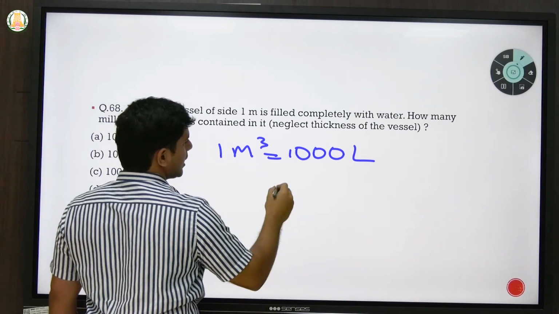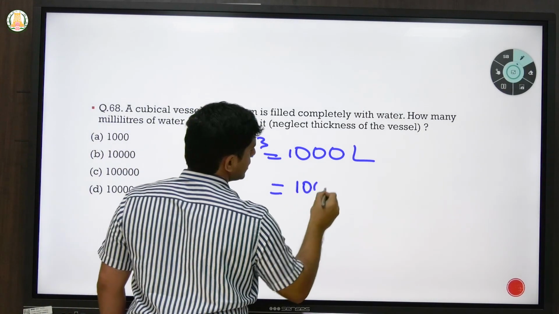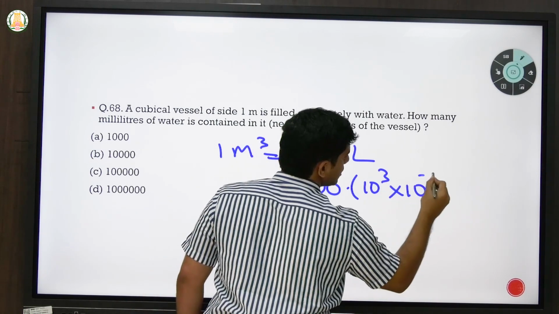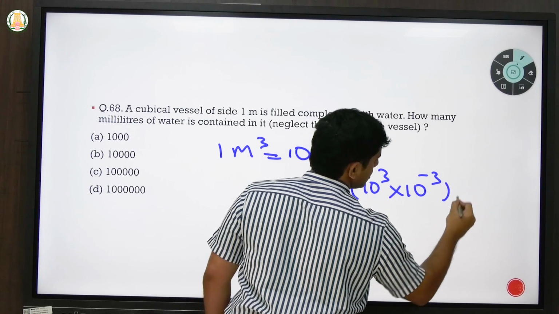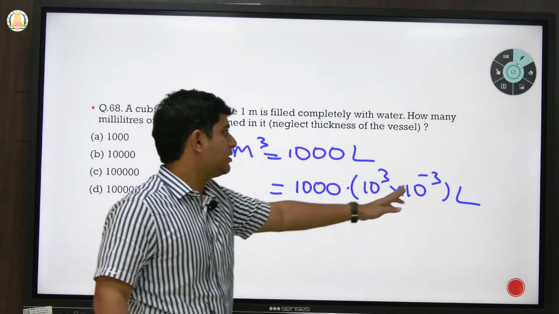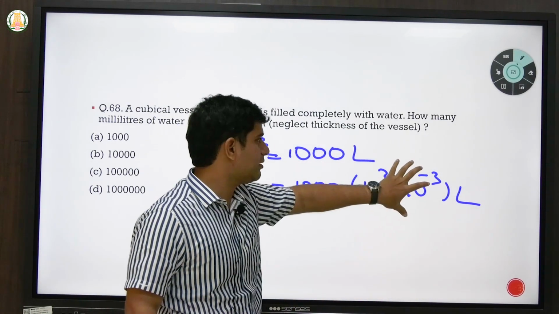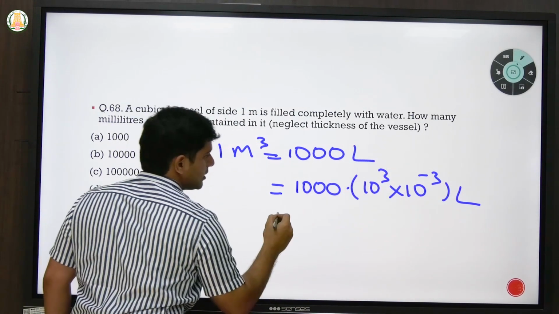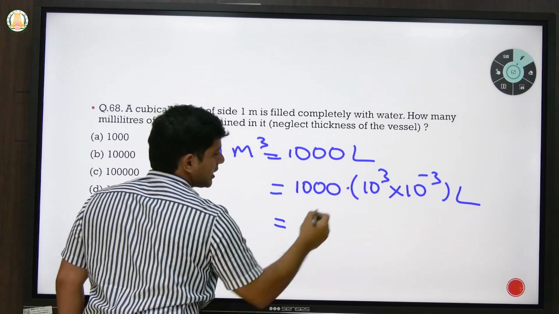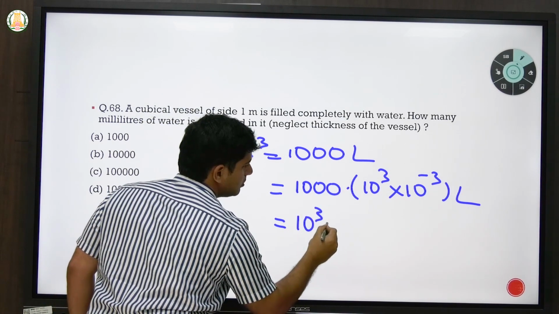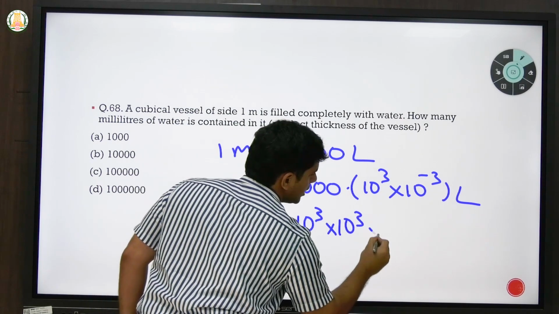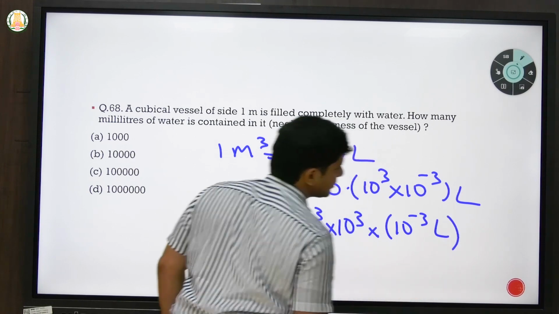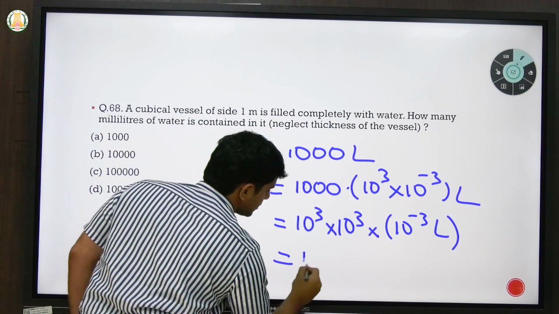Okay, now we can write this as 10,000 into 10 cube into 10 power minus 3 liters. 10 cube is 1000, 10 power minus 3 is 1 by 1000. So this is basically 1 only, same. So here you take this here. This is already 10 cube, this is 10 cube. So this is 10 cube into 10 cube into 10 power minus 3 liters. This is what? 10 power 6.